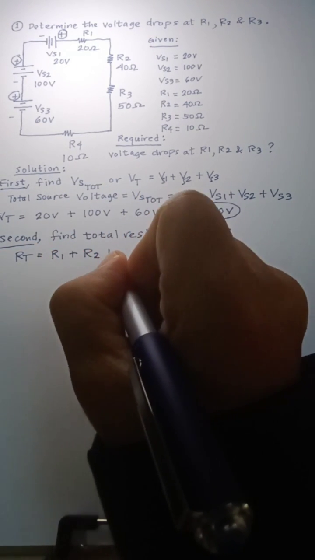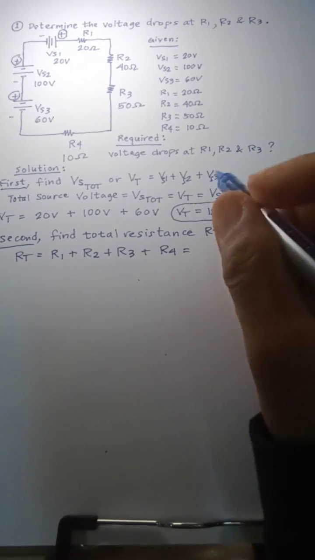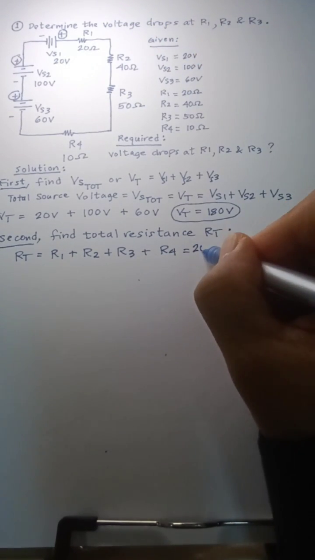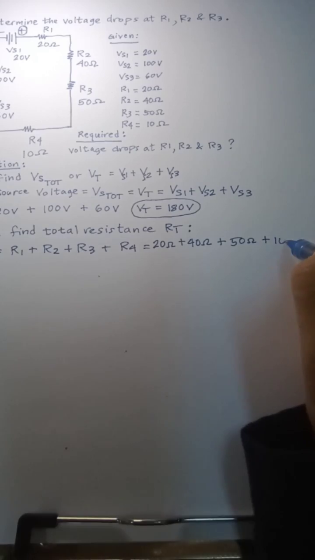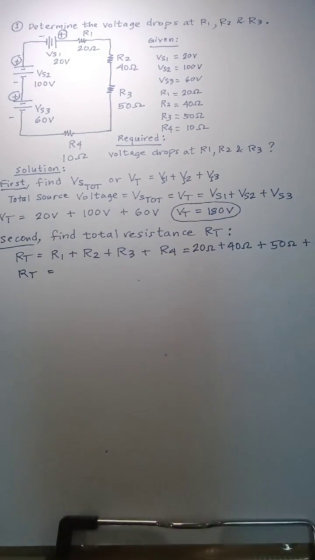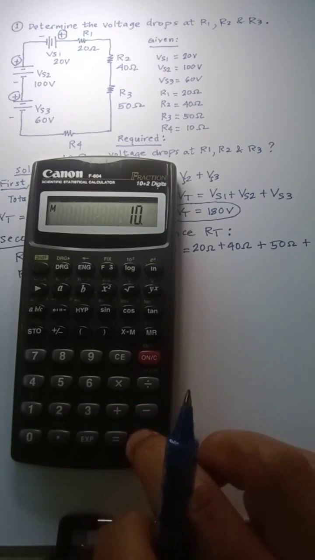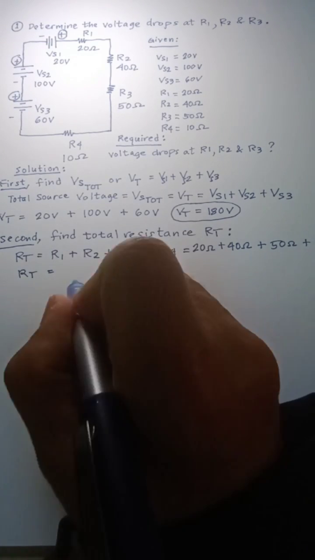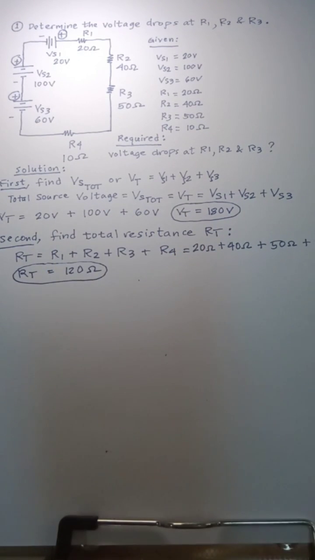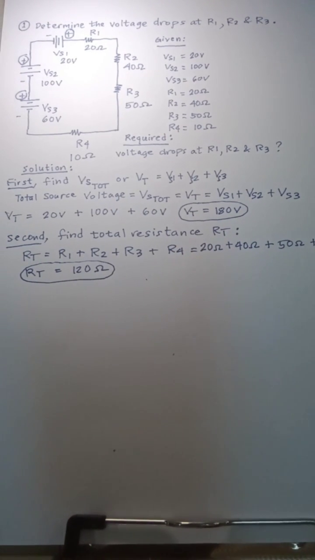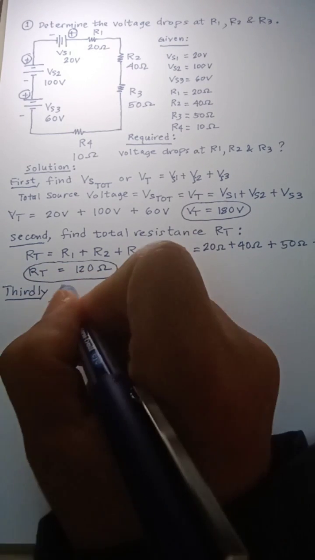Now the second one is to find the total resistance RT. So we have to add the resistances R1, R2, R3, and R4. So 20 plus 40 plus 50 plus 10, that would give us a value of 120 ohms. So now we got the total R or total resistance.